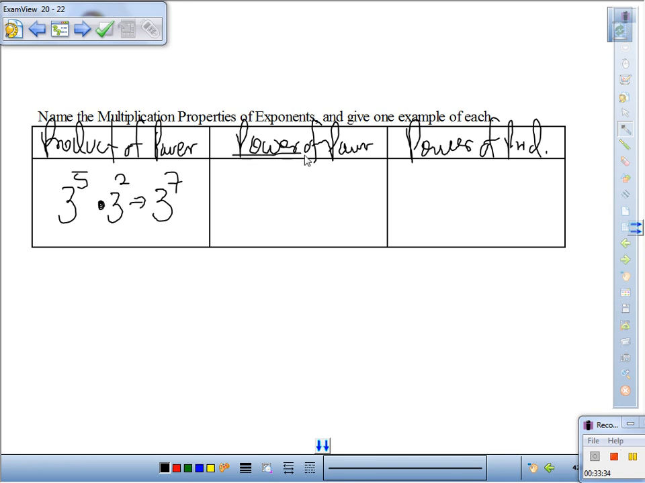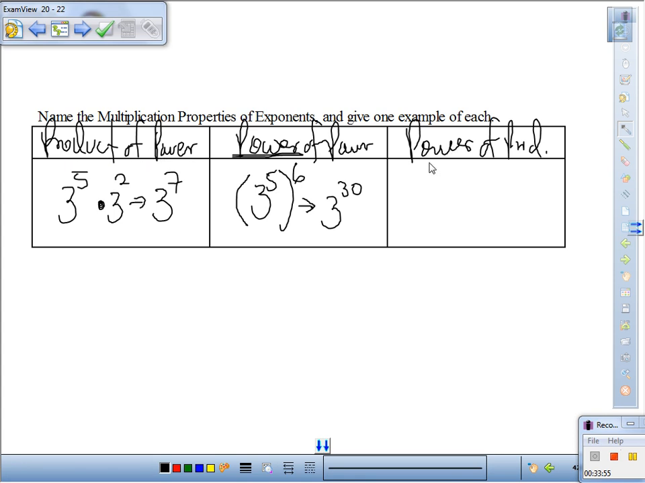Whenever you start a property with the word power, that means you need to start the example with a parenthesis. What goes inside? A power. That means one of these. I'm going to write 3 to the 5th. Raise that to another power, and I'm going to say to the, give me a number, Julian? 2. 6. All right, so then this becomes 3 to the 30. Yes?